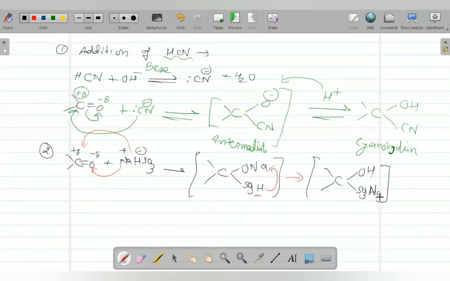Then third is the addition of Grignard reagent. Number 3, addition of Grignard reagent.